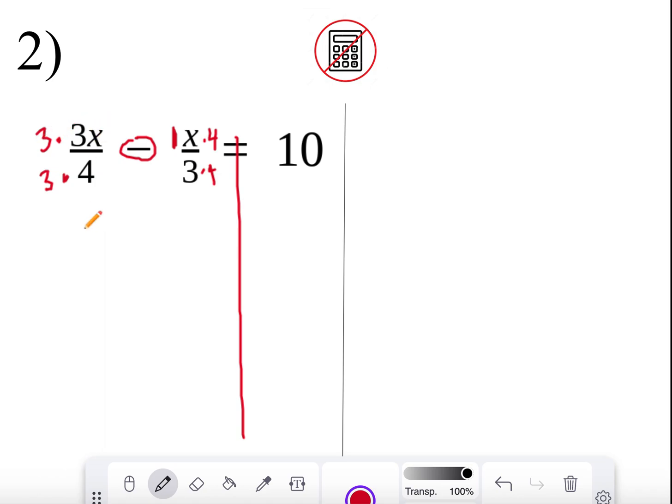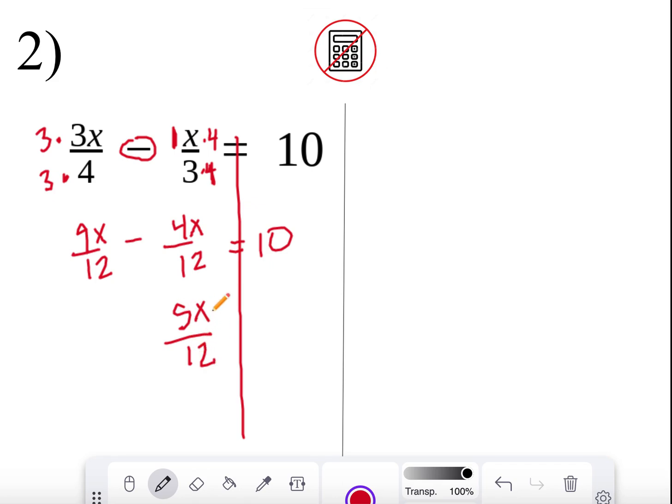So 3 times 3x, 9x over 12. And then I can't even read my own handwriting. That's times 4. 1x times 4 and over 12. Okay, keep going here. All right, so now do you see we have 9/12 x take away 4/12 x, and we can clearly combine them because they're like terms. 9 take away 4, we have 5x over 12, or 5/12 x. They are the same thing.